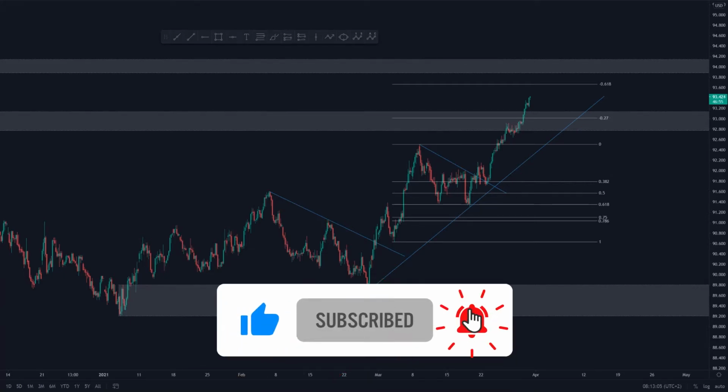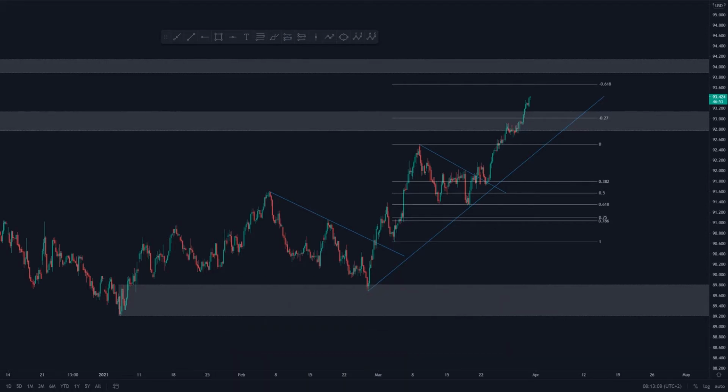In today's Daily Outlook, I'm going to be discussing some of the major currency pairs alongside the DXY. So, without further ado, let's dive straight in.